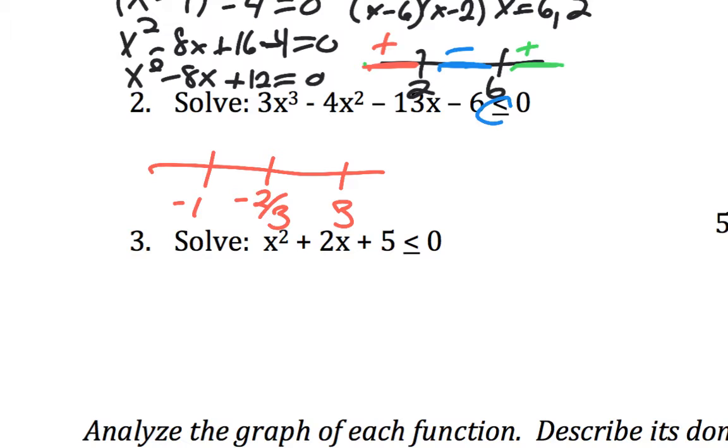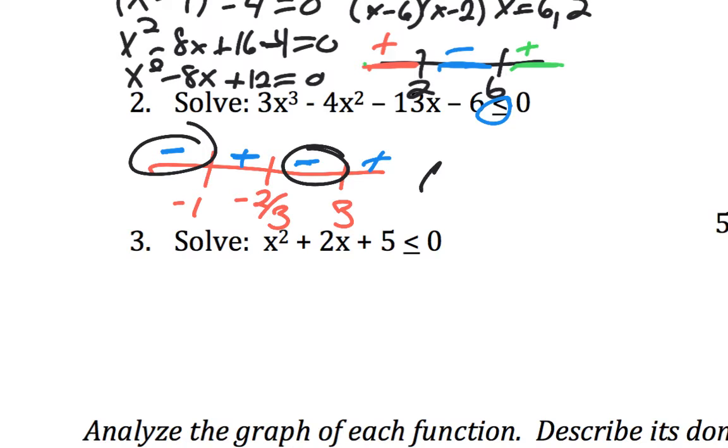And then I want the areas that are less than 0, so I figure out what the sign is. This section will be negative. Anything less than -1 came out negative. Between -1 and -2/3, it came out positive. Between -2/3 and 3, it was negative. And above 3, it was positive. So I want the negative regions.